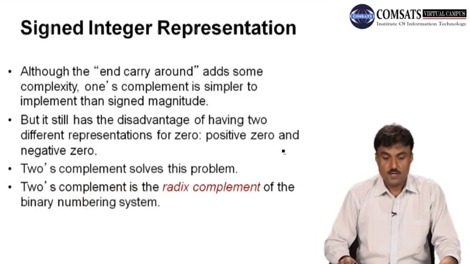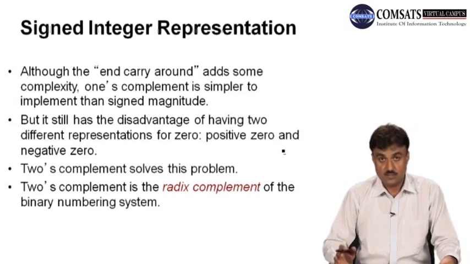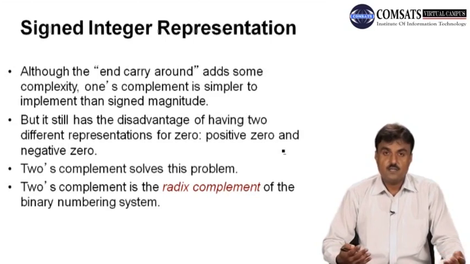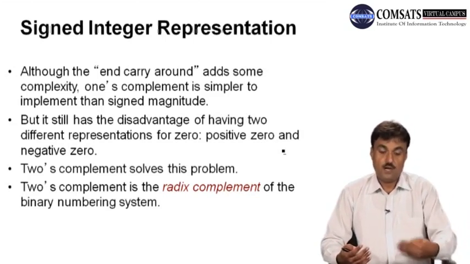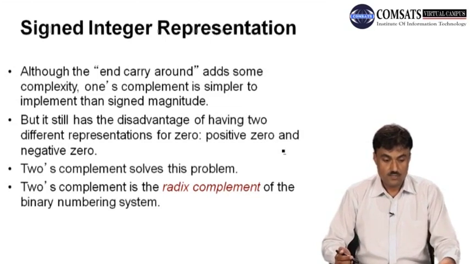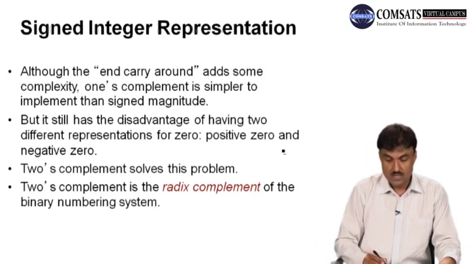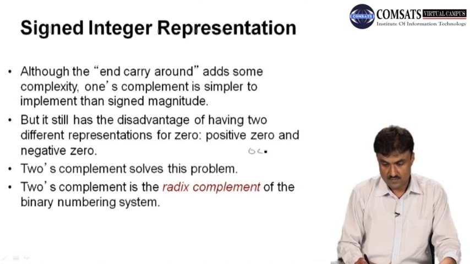Although the end-around carry adds some complexity, 1's complement is simpler to implement than sign magnitude. As we saw in the previous example, we need some additional circuitry when we add. Then again, we have to take this carry and perform another addition operation on the result. Even after this operation, it still has the disadvantage of having two different representations for zero. For example, if we want to represent zero, we represent it like this in positive: all these eight digits, this digit is for the sign, so we can use zero.